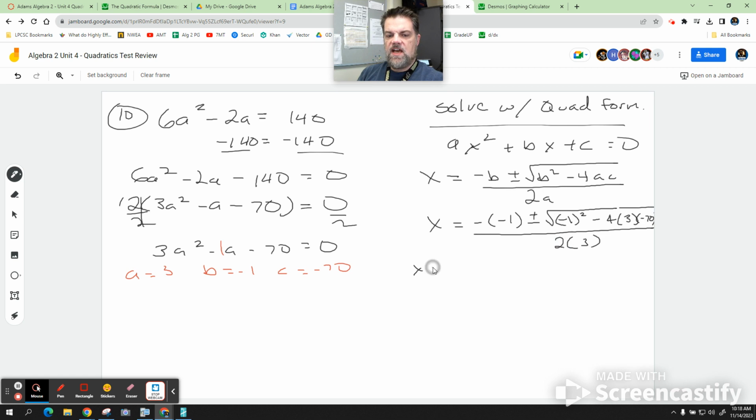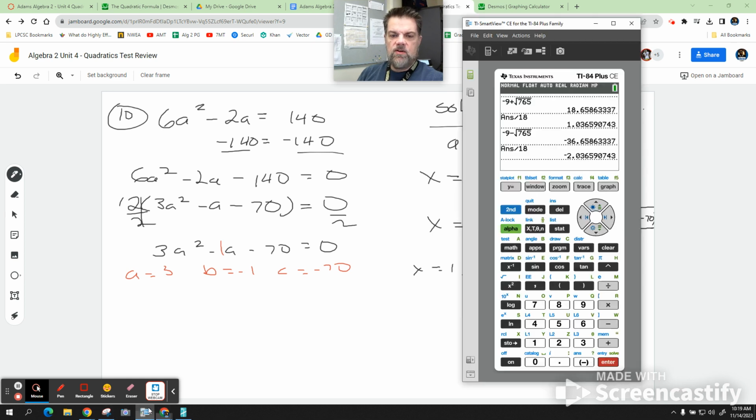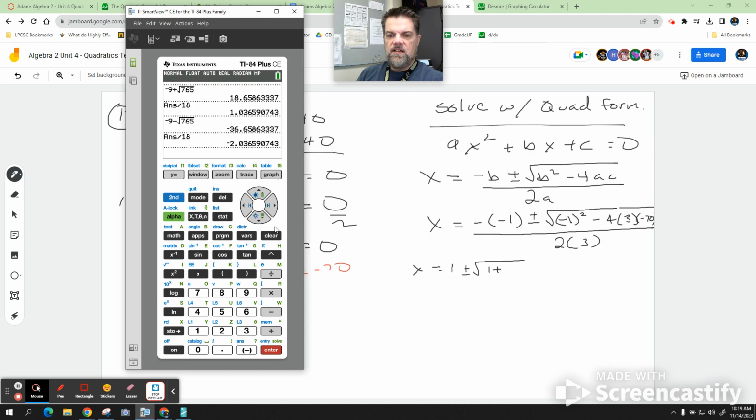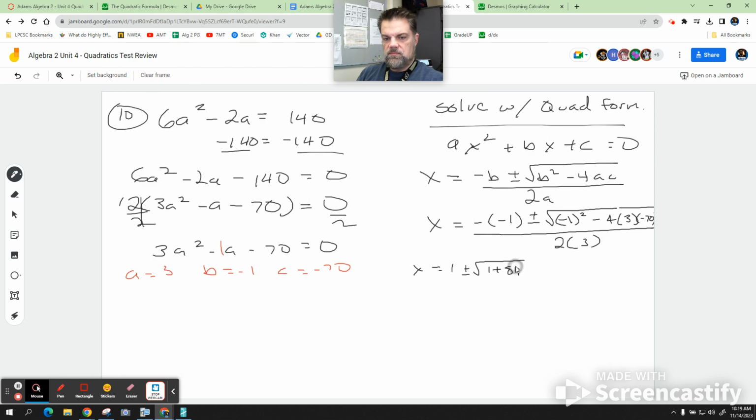This becomes x equals 1 plus or minus the square root of 1 plus, now I'm going to have to do this on my calculator. I know it's going to be positive, but I'm going to say negative 4 times 3 times negative 70, big number, 840. All over 6. Next line, 1 plus or minus the square root of 841 all over 6.